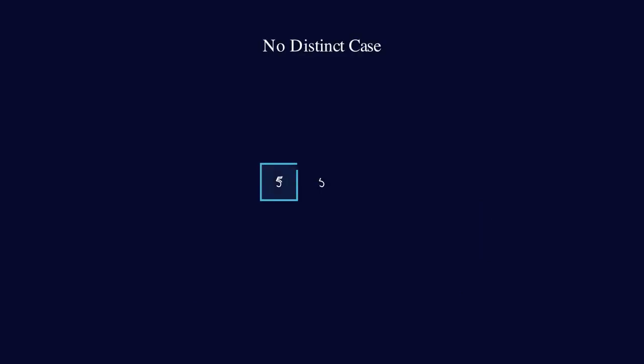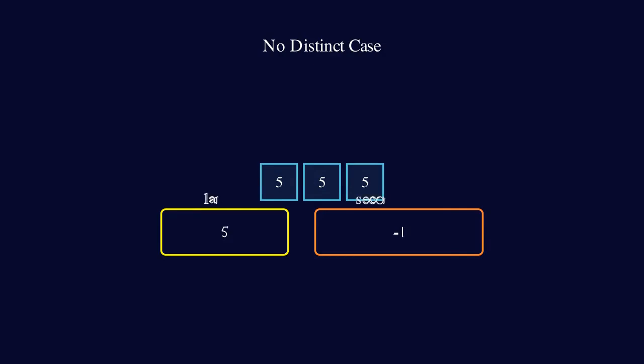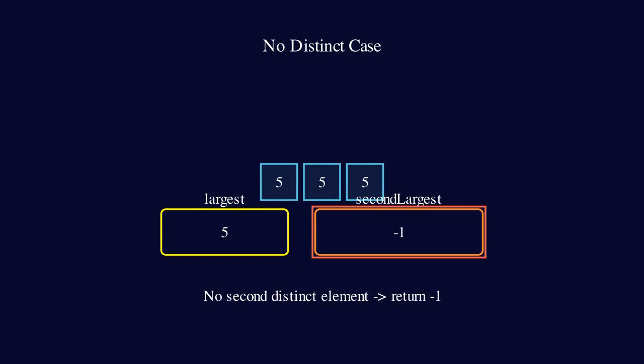If no second distinct value ever appears, second largest stays at -1. That means all elements were equal, or there just weren't enough different numbers. In this case, we return -1, clearly signaling that a second largest distinct element does not exist in the array.